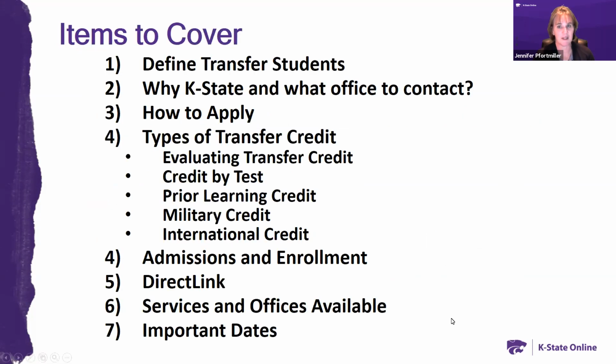Again, I'm Jennifer Fortmiller. I'm the admissions and enrollment coach for Kansas State University. Tonight, these are all the things that we're going to try to cover in that 30 to 45 minutes. We're going to define what a transfer student is, why you ought to pick K-State, and what office to connect with if you do have questions about anything. We're going to talk about how to apply and the different types of transfer credit that you might have. And there's a whole list of things that we'll be covering about transfer credit. We'll talk about admissions and enrollment, the steps after you apply, get admitted, and then enroll. We'll talk about the Direct Link partnership, which is a really cool partnership for students in the state of Kansas. We'll talk about services and offices that are available to help assist you throughout this whole process. And then we'll end with those important dates that you'll need to know before applying to Kansas State University.